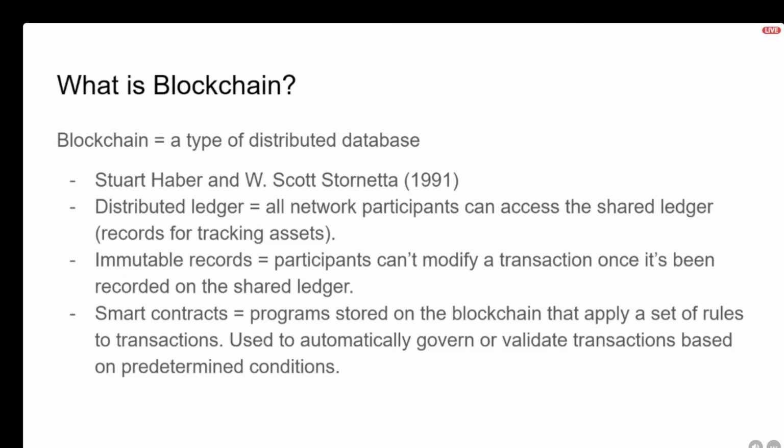One of the most important features of blockchain is that the records of transactions that it keeps are immutable, meaning that participants on the network can't modify a transaction once it's been recorded on this shared ledger. And since it's a shared ledger, transactions are only recorded once. This means that even if there's an error in a transaction, it's later corrected in a new transaction, and both the error and the correction are kept on the ledger.